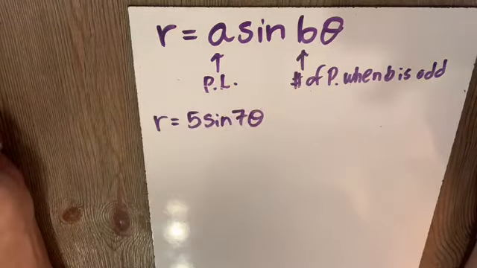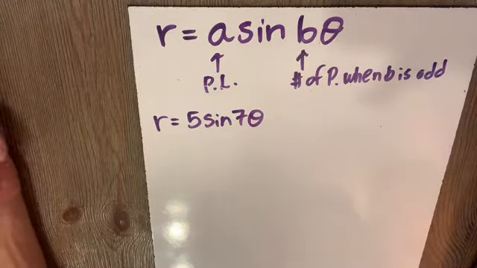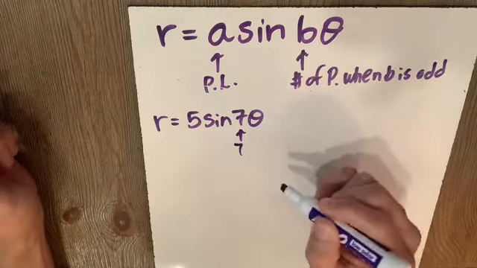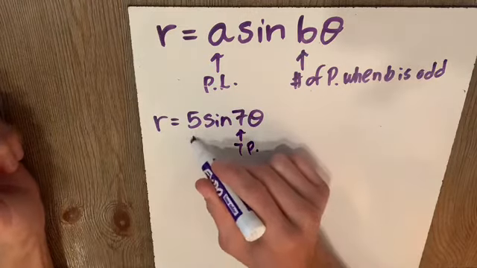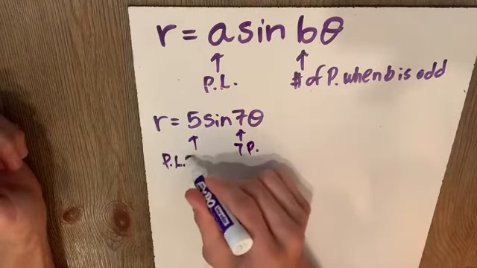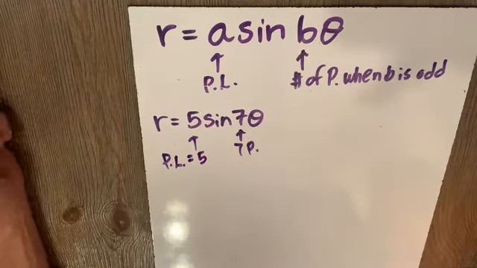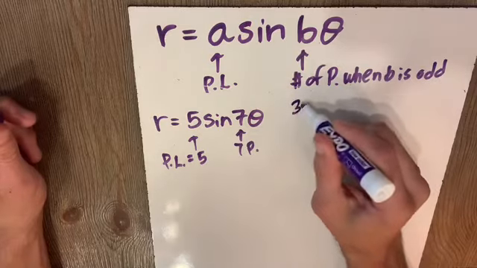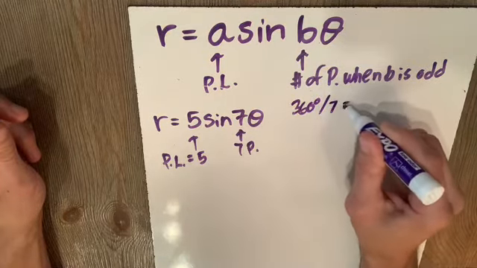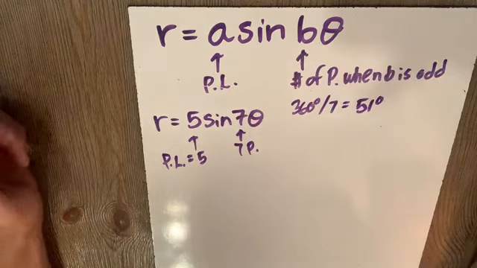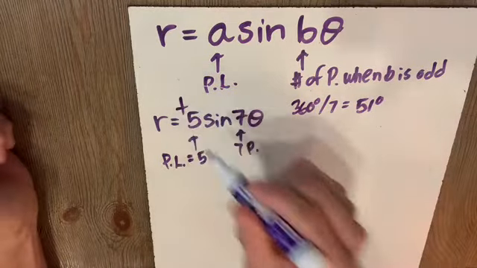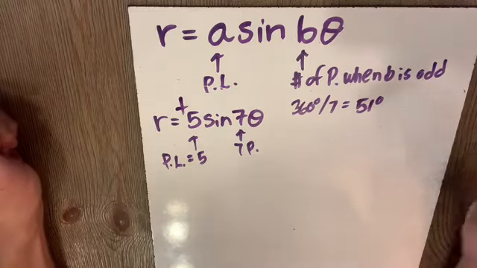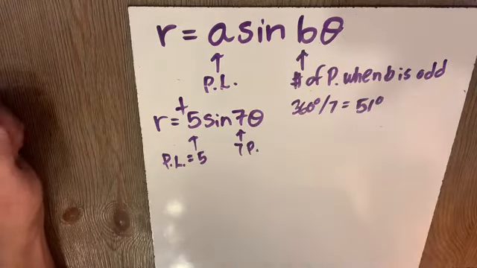If I graph 5 sine 7 theta, one term, it's got to be a rose. We have an odd number of petals, so we have 7 petals, and I'll say PL, petal length, is 5. Notice I've kept that at 5 just to make things simple, so we can always concentrate on the number of petals. I know 360 divided by 7 is about 51 degrees. So now I'm concerned, where is the head for this positive 5 sine 7 theta? I know that 1 was up, 3 was down, 5 was up. I bet this one is down if I continue the pattern.